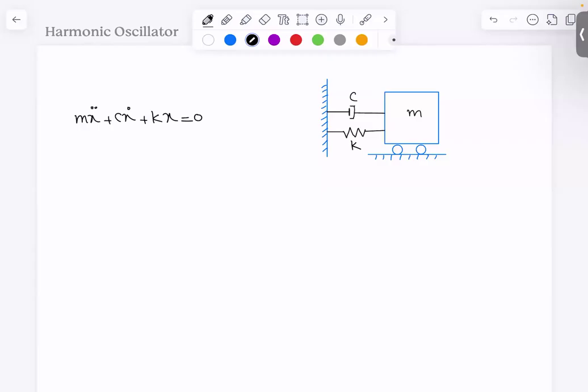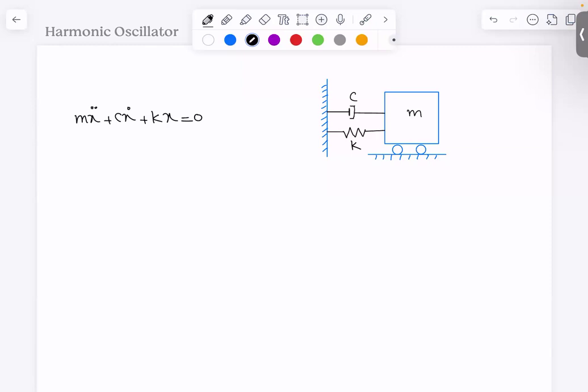Hello everyone. So today we have another example from a second order linear differential equation, homogeneous differential equation with constant coefficients. And specifically, we're looking at this physical system known as a harmonic or damped harmonic oscillator. Basically, you have a mass, a spring, and a damper. And we know the equation of motion for this system can be written as m x double dot, mass times acceleration, plus c x dot plus kx is equal to 0.